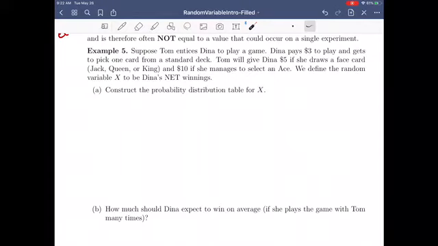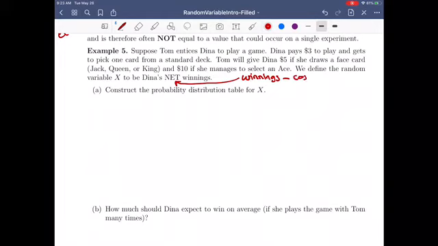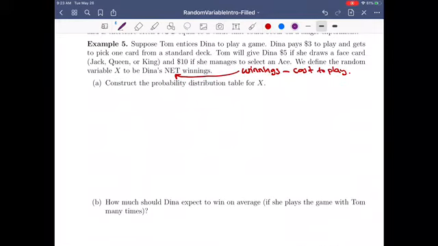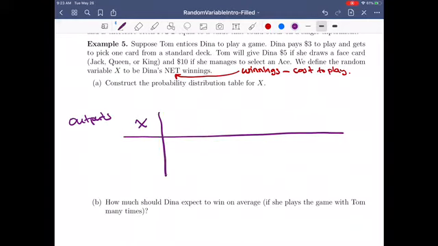We're going to define the random variable to be Dina's net winnings. I just want to emphasize, what does net winnings mean? It means your winnings minus your cost to play. So minus the cost, that's when we say net. So let's first make the probability distribution table. I want all the possible outputs of our random variable, together with their probabilities.